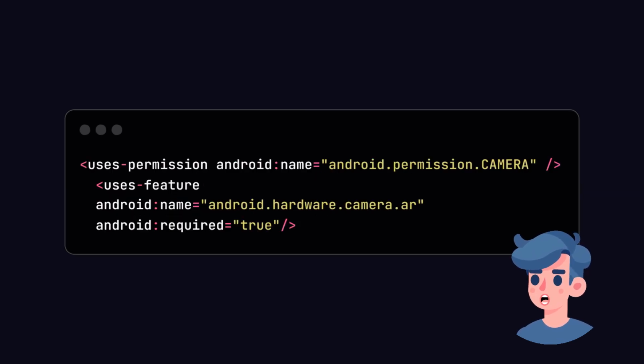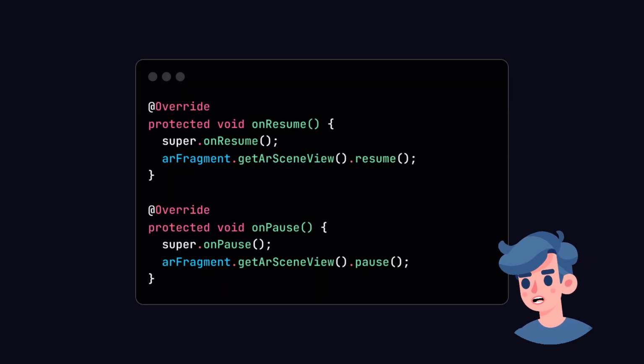Now, let's add the logic for handling AR permissions. Open your AndroidManifest.xml file and ensure we've requested the required camera permissions. We also need to handle the lifecycle of AR sessions correctly by overriding methods such as onResume and onPause. Let's add this to MainActivity.java.